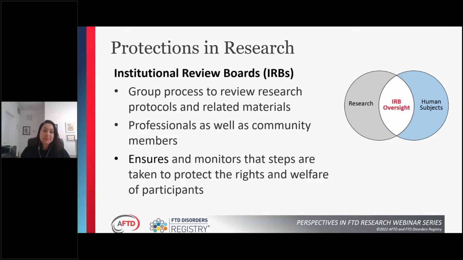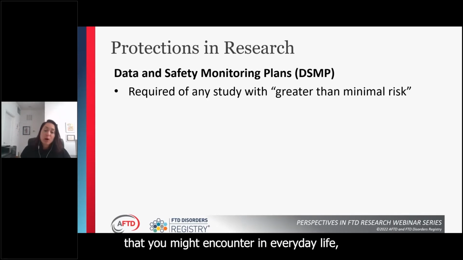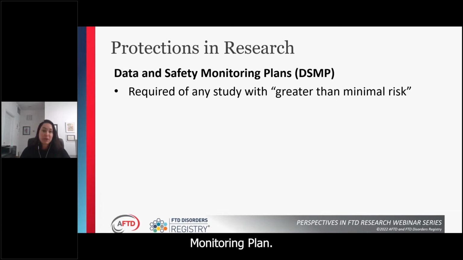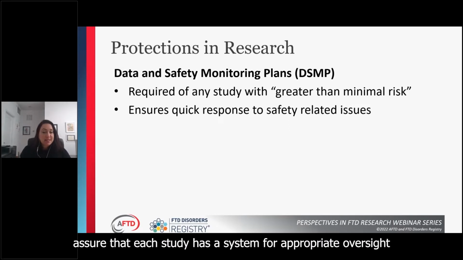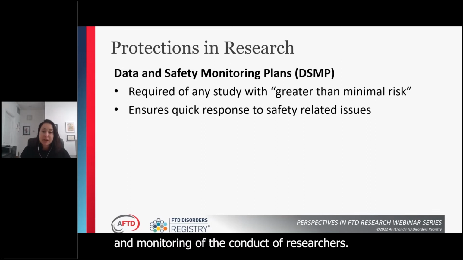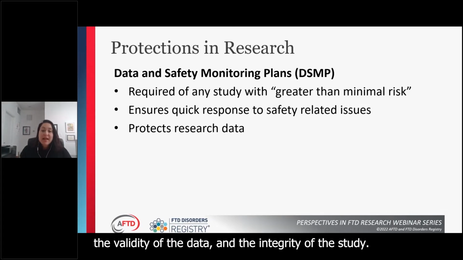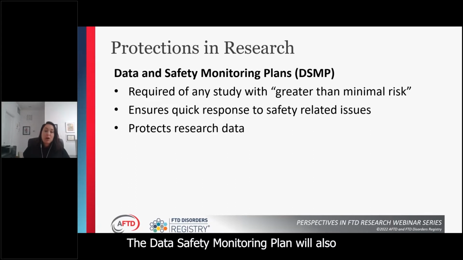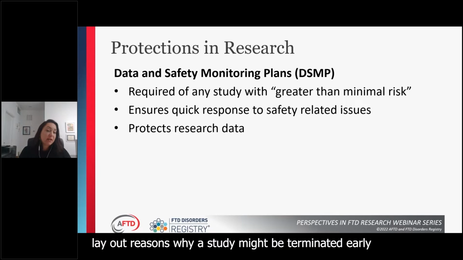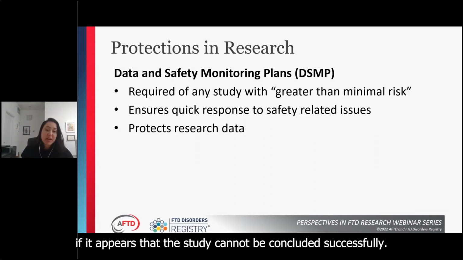Studies that involve greater than minimal risk, which means a higher probability of harm or discomfort than you might encounter in everyday life, also require what's called a data and safety monitoring plan. A data and safety monitoring plan is meant to assure that each study has a system for appropriate oversight and monitoring of the conduct of researchers. The purpose of the plan is to ensure the safety of the participants, the validity of the data, and the integrity of the study. And the data safety monitoring plan will also lay out reasons why a study might be terminated early if the intervention is showing benefit, too much risk, or if it appears that the study cannot be concluded successfully.